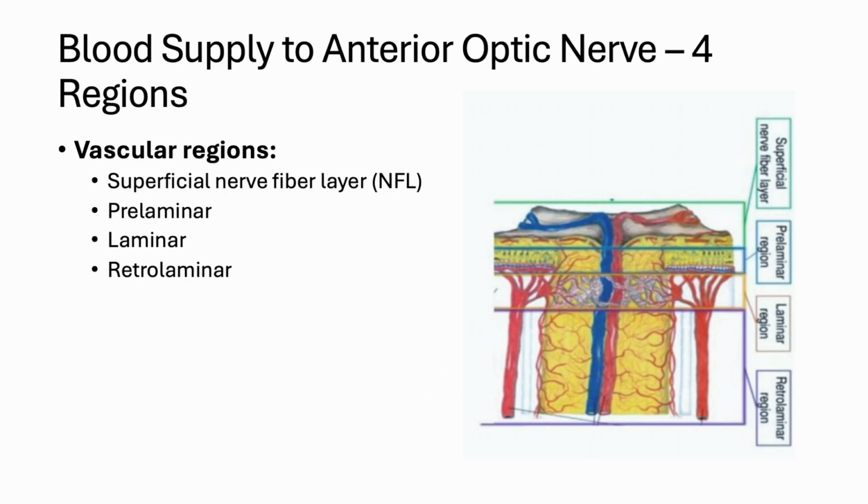Blood supply to anterior optic nerve. Four regions. The anterior optic nerve is divided into four anatomical regions: the superficial nerve fiber layer, the prelaminar, the laminar, and the retrolaminar regions. Each region has a distinct vascular source and configuration, which we'll explore in the next few slides.